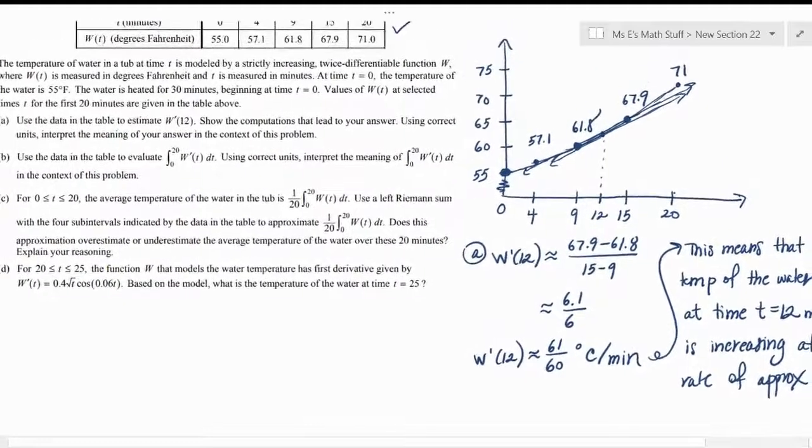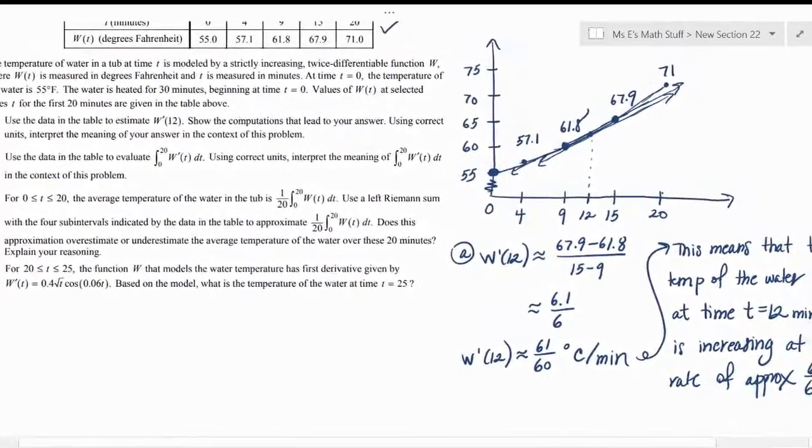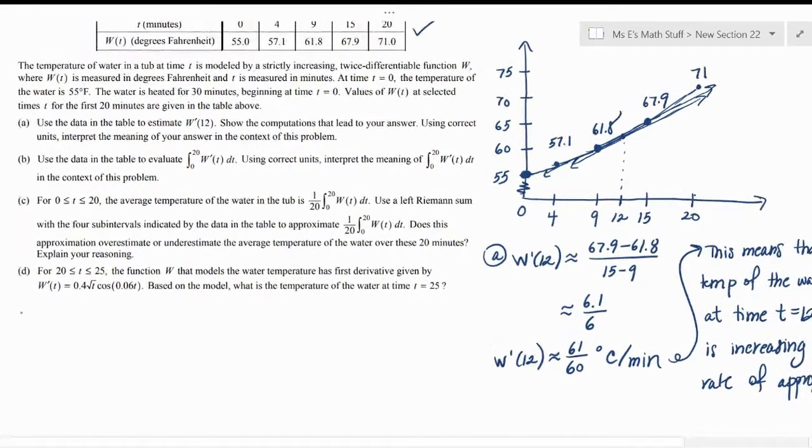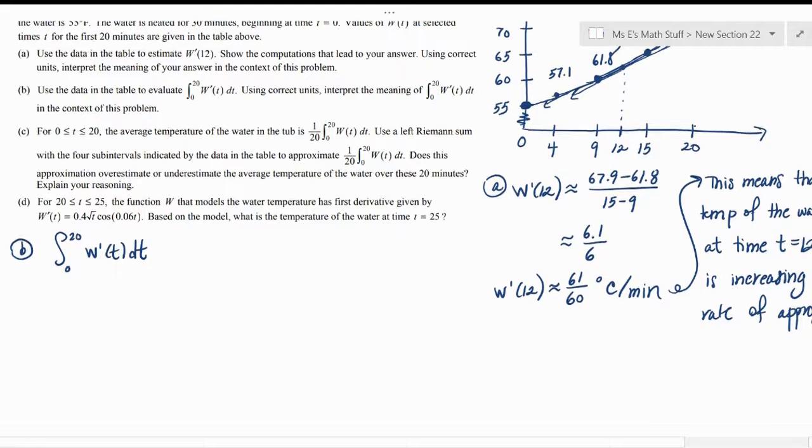Okay, now for part B, use the data in the table to evaluate the integral from 0 to 20 of W prime dt. Using correct units, interpret the meaning of that integral in context of the problem. Okay, so part B, first thing I would recommend after copying that integral right there would be to use the fundamental theorem of calculus. So the antiderivative of W prime would be W, and then if you plug the bounds in, this would simply be W of 20 minus W of 0.